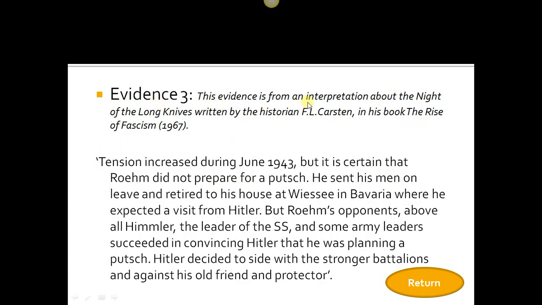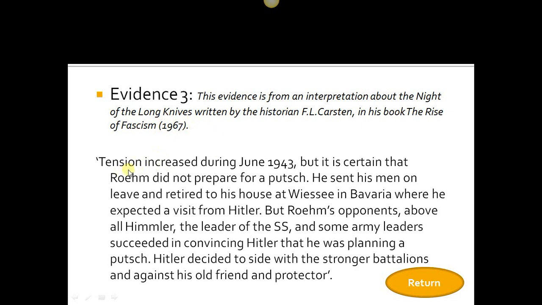Evidence 3, this evidence is from an interpretation about the Night of the Long Knives written by the historian F.L. Karsten in his book The Rise of Fascism, and that's in 1967. So we see a little bit of a change, a little bit of a more recent date there. And certainly after 1934, when the Night of the Long Knives took place, certainly after the Second World War.